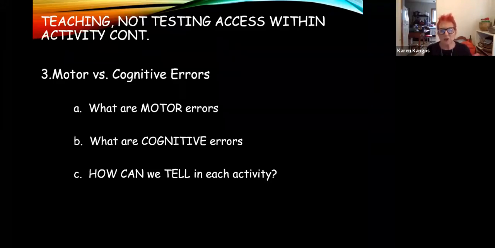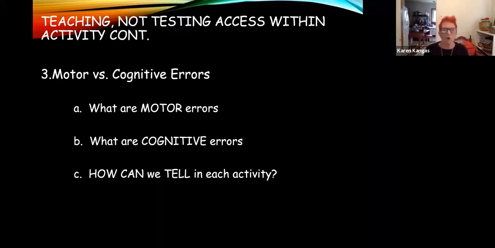So how do we start? I want you to begin thinking about every activity that you're involved in: what motor errors might occur versus cognitive ones. So what are the cognitive components of this activity? That's what I care about. This is school after all. I want cognition. What is the cognitive content of this activity?